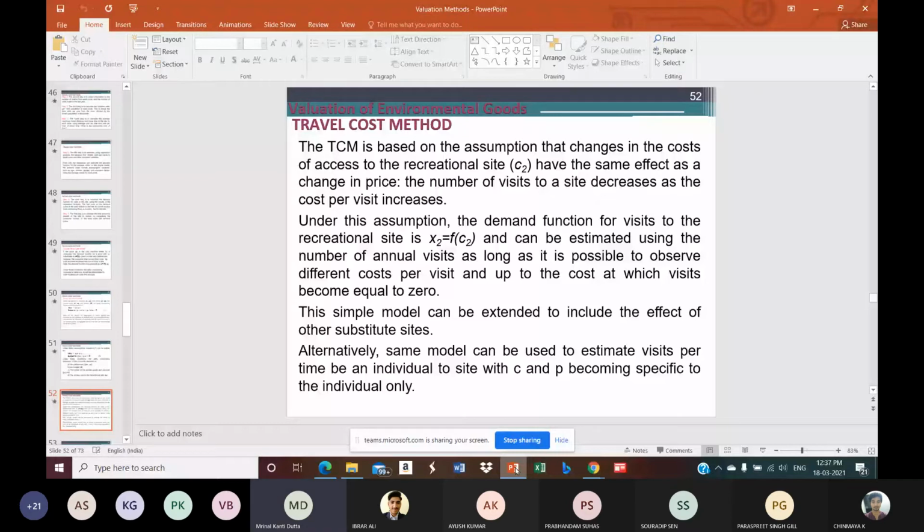So under this assumption, the demand function for visits to the recreational site is estimated as X2, which is a function of C2. C2 is the access cost for the recreational site. And it can be estimated using the number of annual visits, as long as it is possible to observe different costs per visit, up to the cost at which visits become equal to 0. Okay, so if we have a demand function for this recreational site, from the observations in the data collected by way of a survey, we'll probably be in a position to estimate this demand function.